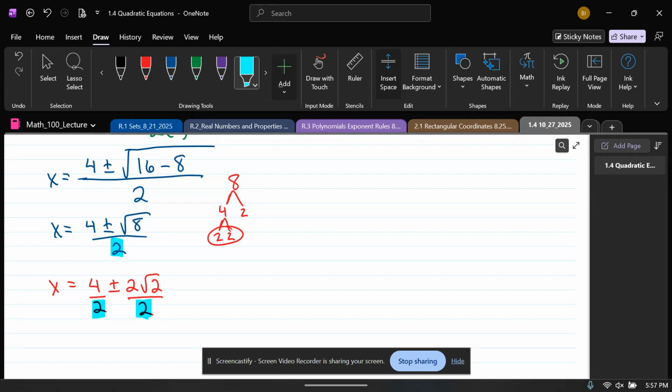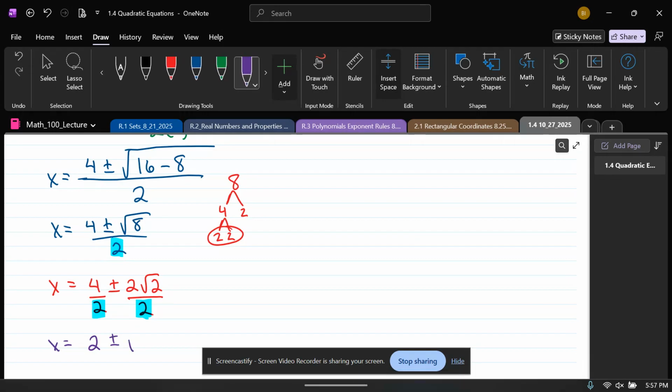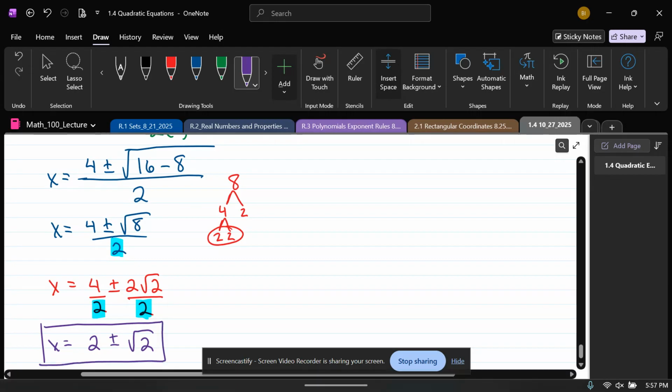Okay? So that's going to give me x equals 2 plus or minus the square root of 2. So when you divide that 2, it just takes off the 2 in the front. It won't touch the 2 inside of the radical, but it can divide into the number that's in front of the radical. It can't touch the number inside of the radical, but it can touch the number on the outside. That radical kind of blocks it off.